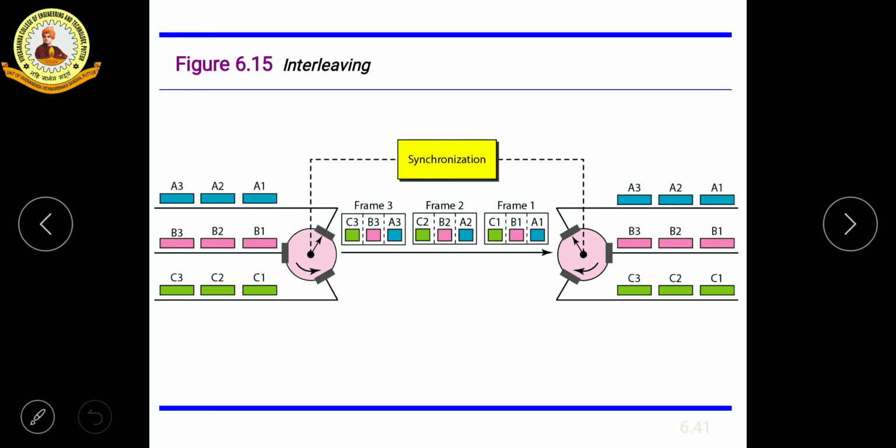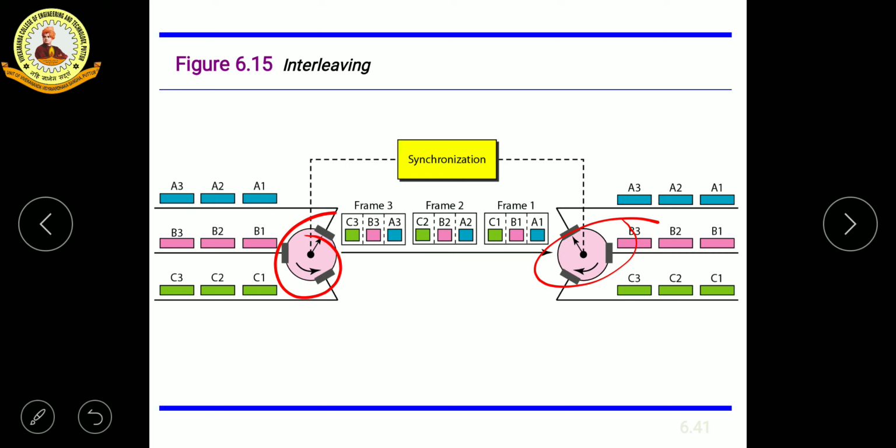The switches are synchronized and they rotate at the same speed. Okay, these 2 are synchronized, and they rotate at the same speed. That is the main thing to be noted here. And they rotate in different directions, opposite directions. On the multiplexing side, as the switch opens in front of a connection, that connection has the opportunity to send a unit onto the path.